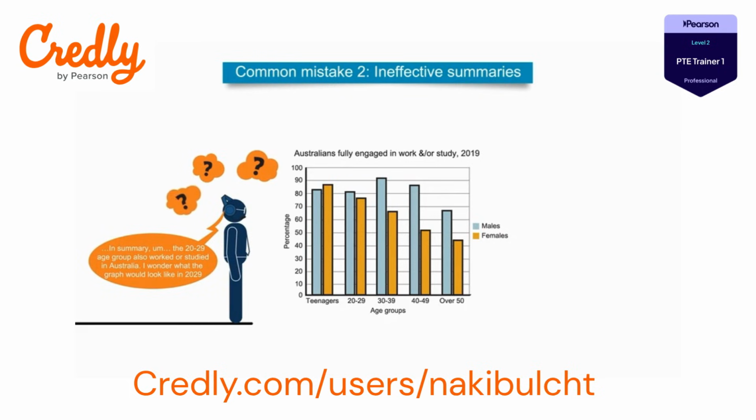In summary, the 20 to 29 age group also worked or studied in Australia. I wonder what the graph would look like in 2029.